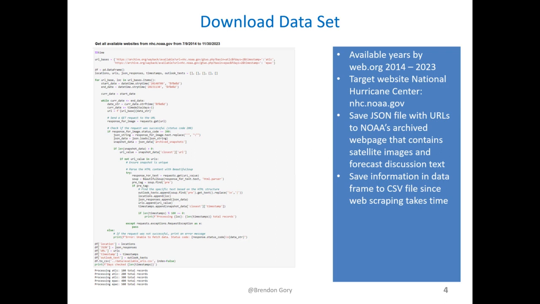The data that we are using is downloaded from web.org, which is an archive website that captures websites that are no longer available when you go to the URL. We are targeting the NOAA, National Hurricane Center repository of tropical systems from 2014 to 2023.